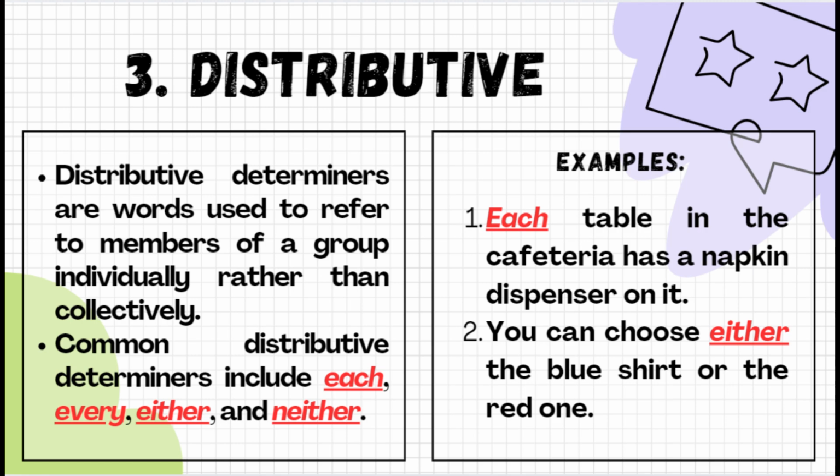The examples illustrate how these words are used. First, each table in the cafeteria has a napkin dispenser on it. Each emphasizes that every single table has a dispenser. Second, you can choose either the blue shirt or the red one. Either indicates a choice between 2 individual options.